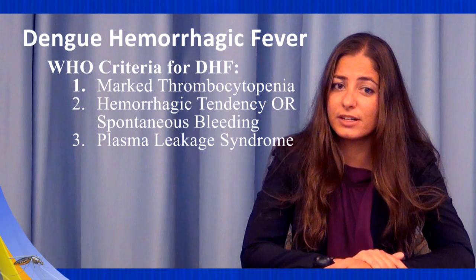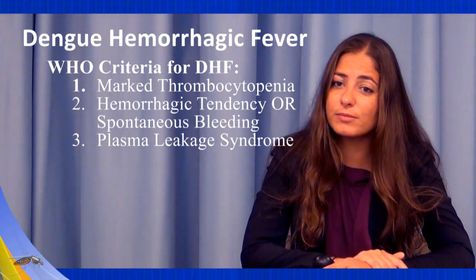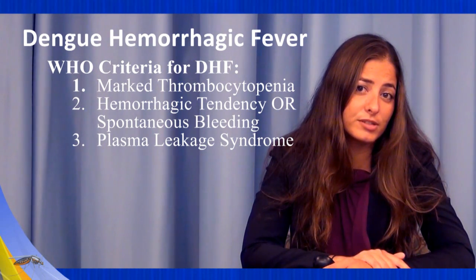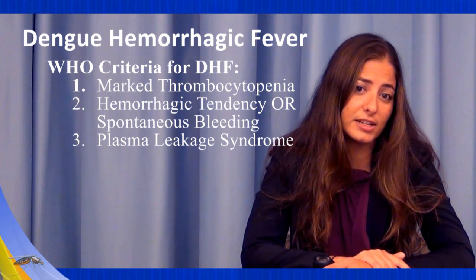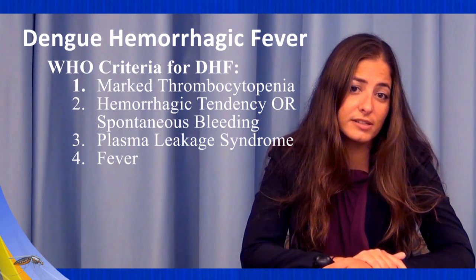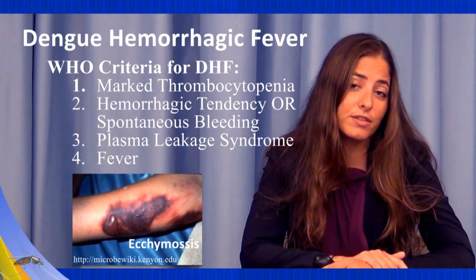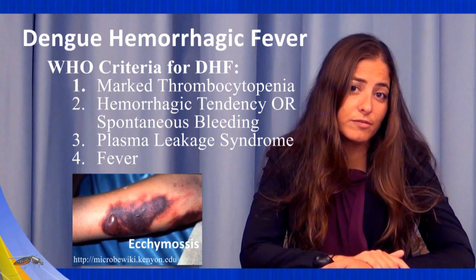The third criterion is plasma leakage syndrome, which is due to increased plasma permeability resulting in greater than or equal to 20% rise in hematocrit, pleural effusions, and/or ascites. Another component is fever. And lastly, in severe cases, this can further progress to dengue shock syndrome with hemodynamic collapse, carrying a mortality rate of 12%.